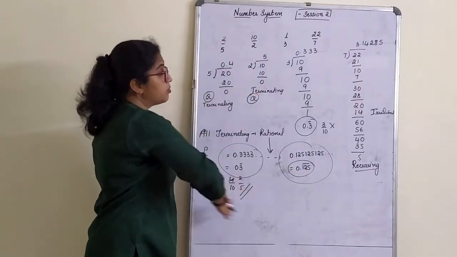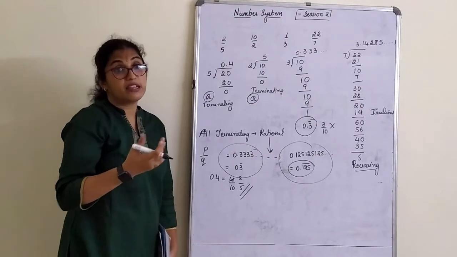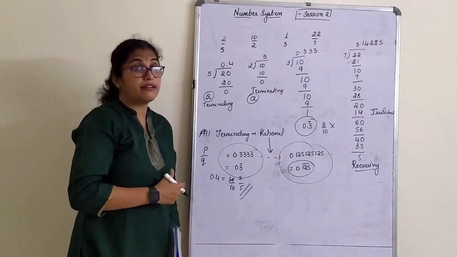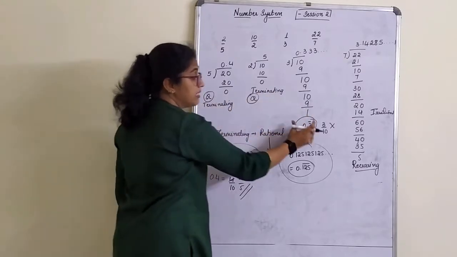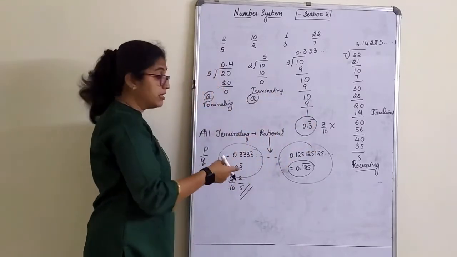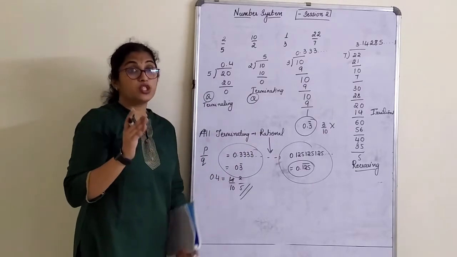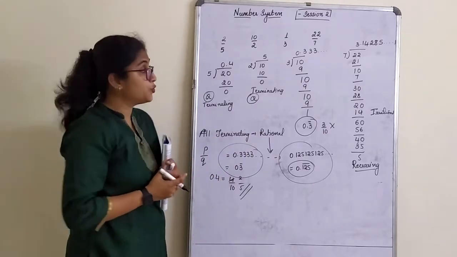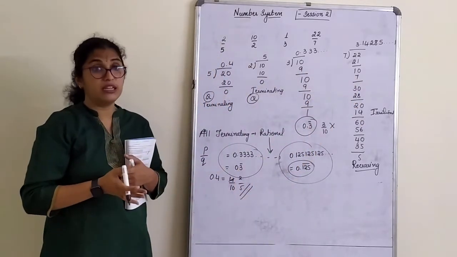But did you get this whole thing, like what is recurring? If recurring, what type of recurring? Periodic recurring and only recurring. So terminating decimals and recurring but periodic decimals are all rational numbers. They can be expressed in the form of P by Q. Only recurring are irrational numbers.